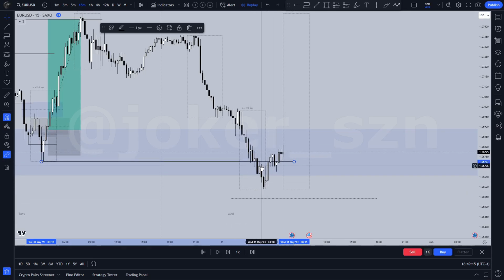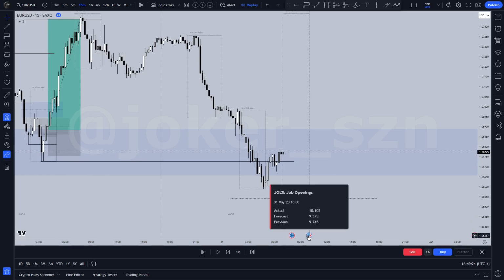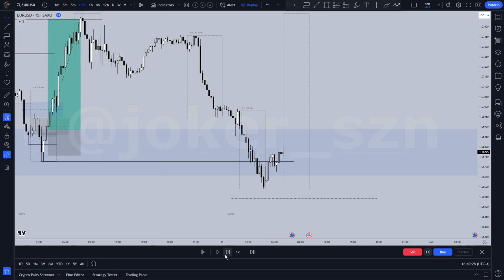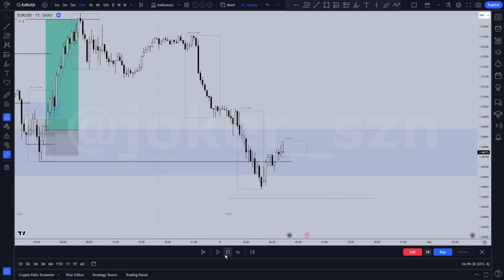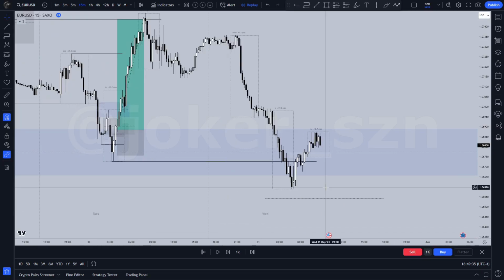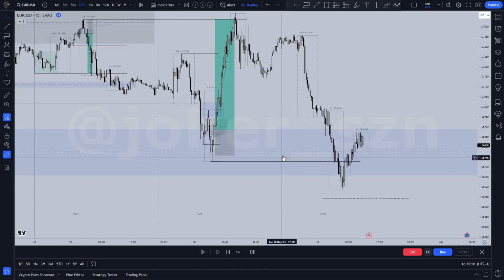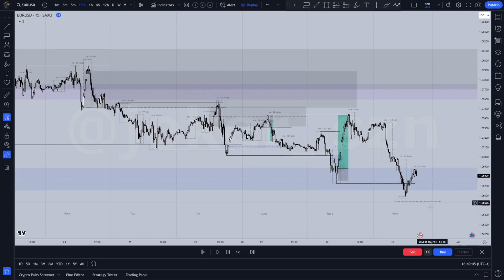We are also now out of kill zone, and we have here the New York Open, right? And also remember, we have news again, as you can see here, job openings at 10 AM New York time, right? So at this point we don't really have a bias, right? We are still bearish overall, but again, we also don't really have a clear drawn liquidity at this point, right?